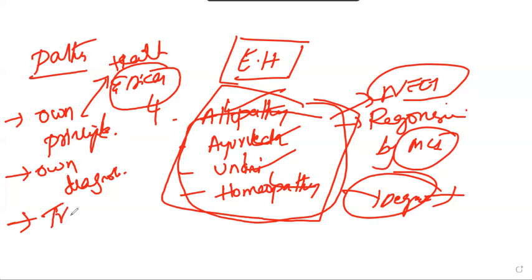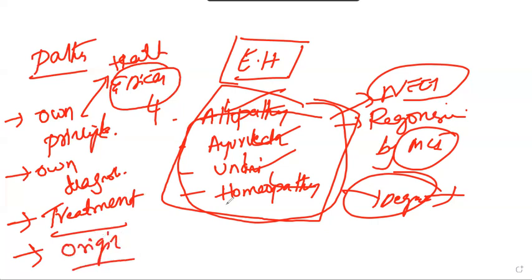Treatment, as well as where it originates from. Origin is also important. So we will talk about all those four things, not in detail, but shortly summarized, because only then are we able to understand electrohomeopathy. In short summary, we will talk about all these four things, or three things minimum, and depending upon that, we will also understand electrohomeopathy.